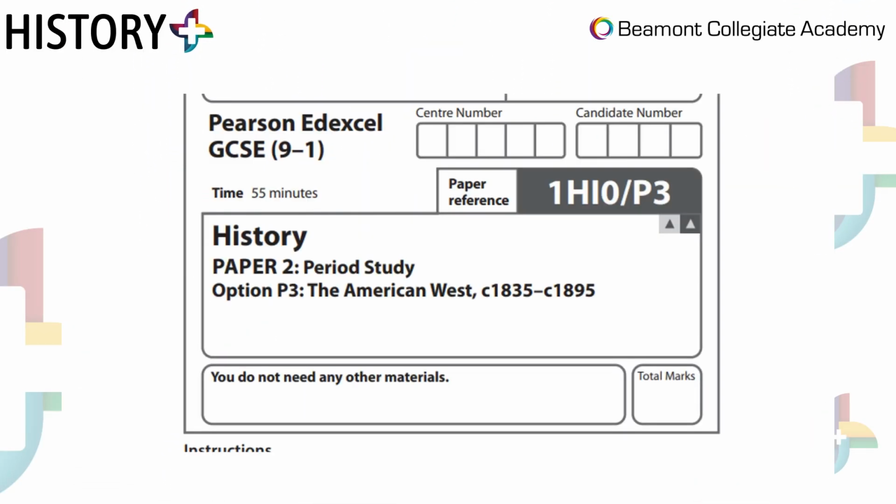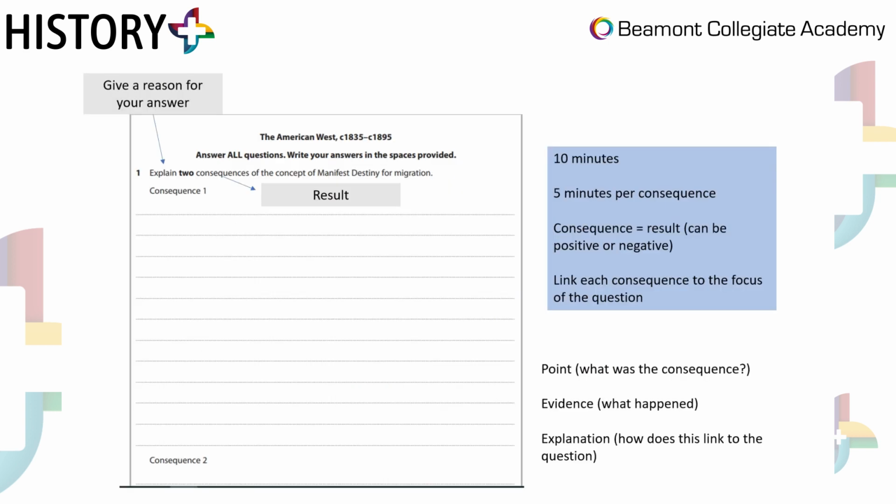This is a tutorial for how to answer question 1 on paper 2, the American West. And the first question that you'll face in this exam is going to be explain 2 consequences of something. So let's just work our way through what this question is actually asking us. So if it says explain, that means you've got to give a reason for your answer.